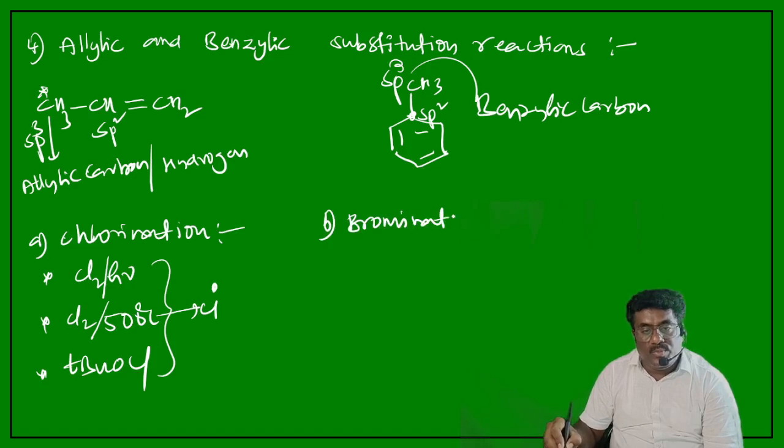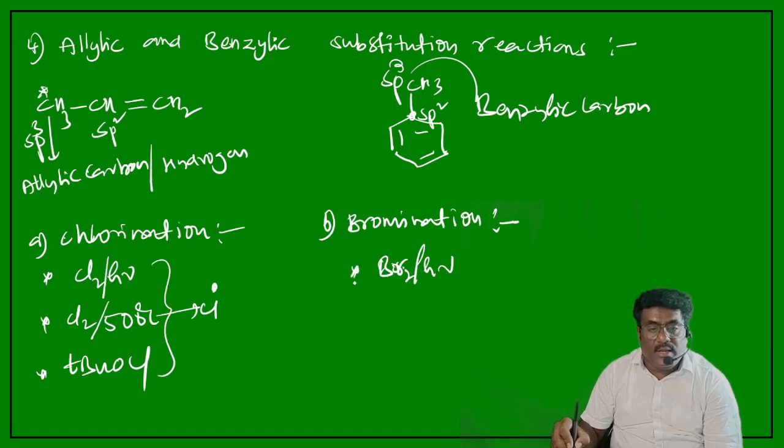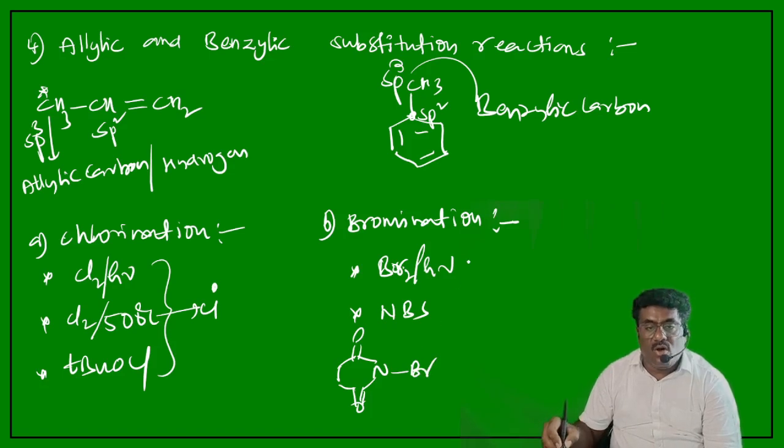So for bromination, what are the reagents? Very simple: Br2 in presence of hν, and NBS, N-bromosuccinimide. What is the structure of N-bromosuccinimide? All these produce bromine free radical.